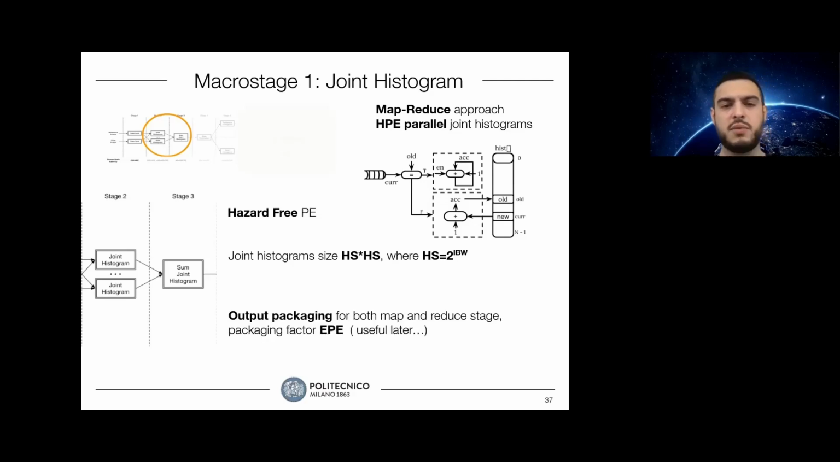Moreover, at the end of both stage 2 and 3, we pack the output into a stream by a factor of EPE, and this will be useful later. Stage 2 reports a coarse-grained latency equal to reading the unpacked image streams plus the time of packing the joint histogram that is overlapped with the processing. Instead, stage 3 has to read the input and reduce it, and finally pack it out.